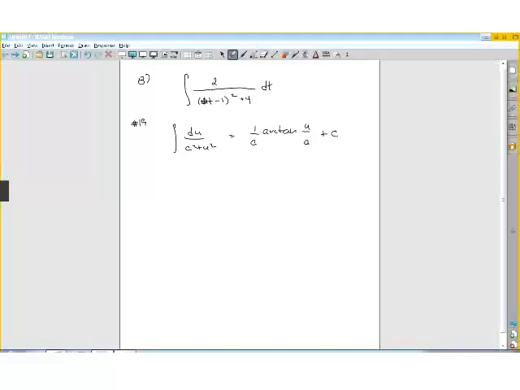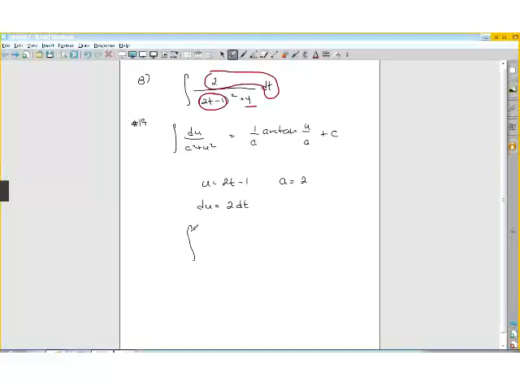So hopefully we can see that this part would be u. So we're going to let u equal 2t minus 1. Then we calculate du, which is just going to be 2 dt. And then we look at the original equation and see how we're doing. Well, this part is going to be du, this part is going to be u, and this part is going to be a squared. So we can say a is equal to the square root of 4, which is 2.